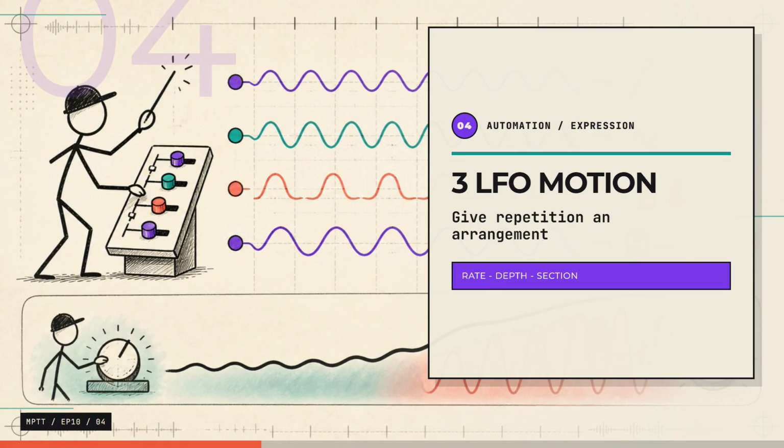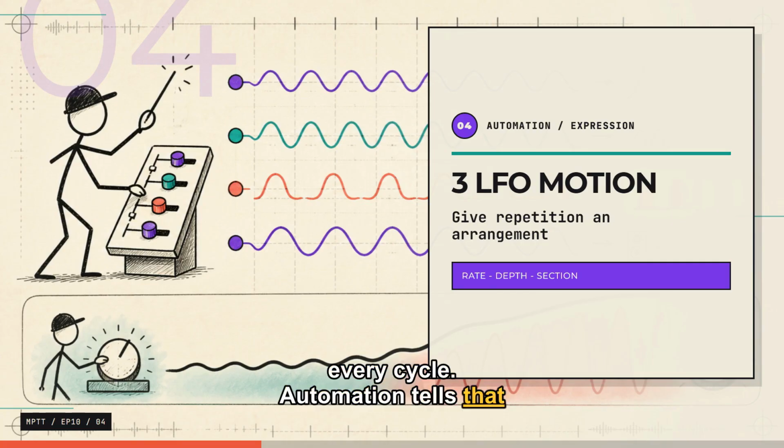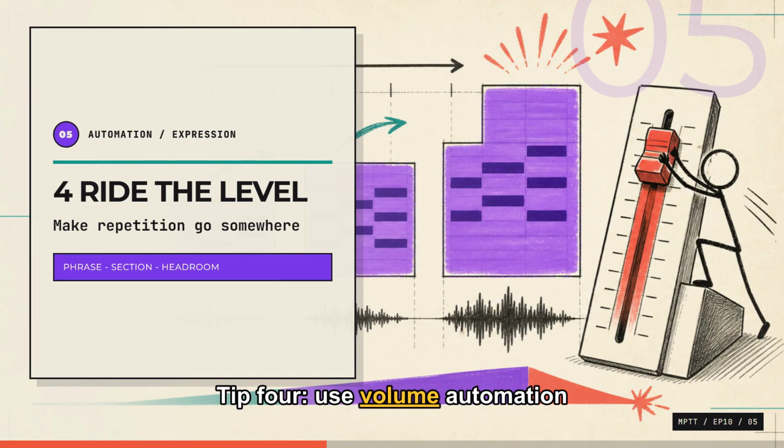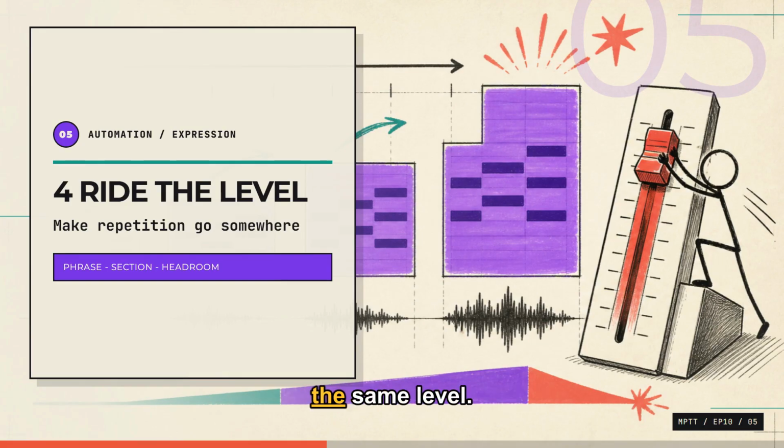An LFO saves you from drawing every cycle. Automation tells that cycle when to become calm, active, narrow, or wide. Tip 4. Use volume automation as part of the arrangement. Imagine the same MIDI chord repeating 4 times at exactly the same level.